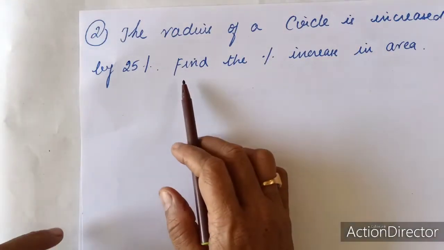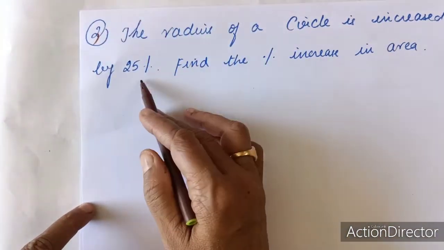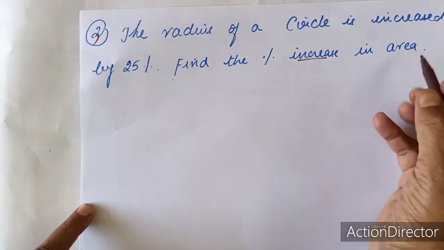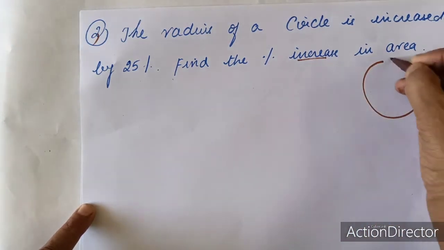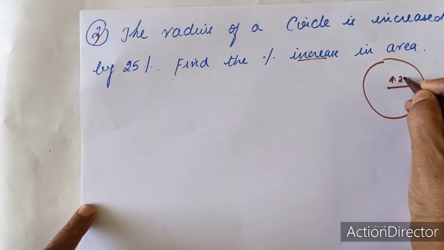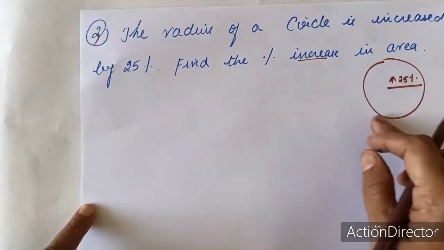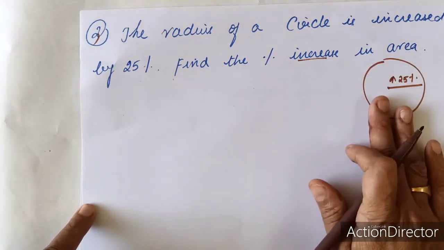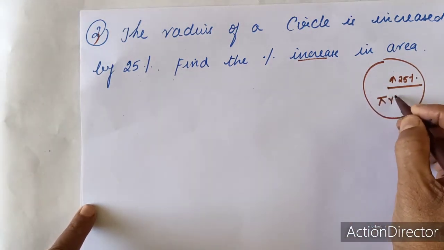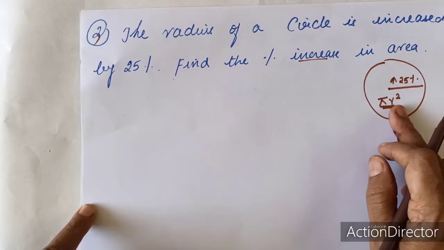Next question. The radius of a circle is increased by 25%. Find the percentage increase in area of the circle. So this is a circle. So this is the radius of the circle. Now this radius is increased by 25%. When the radius is increased by 25%, you have to find out the percentage increase in its area also. So what is the formula for area of a circle? The formula for area of the circle is pi r square. That means radius you are having 2 times.